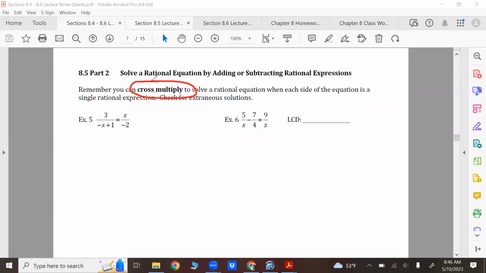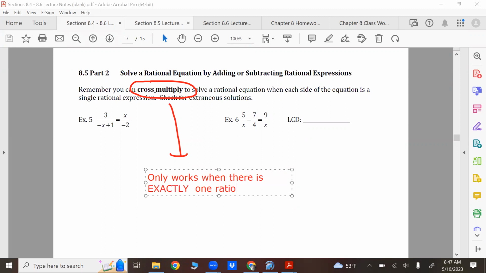Do you guys remember this process called cross multiply? It only works when there's an equal sign between the two fractions. It only works. So very, very important. I don't want you guys getting this stuff confused. It only works when there is exactly one rational expression on each side of the equation. I can't emphasize that anymore. Exactly one rational expression on each side and nothing else.